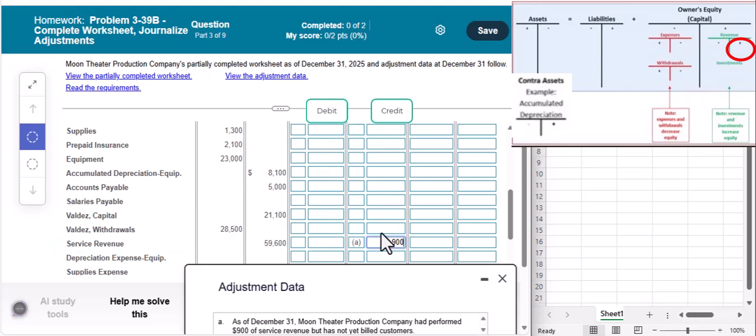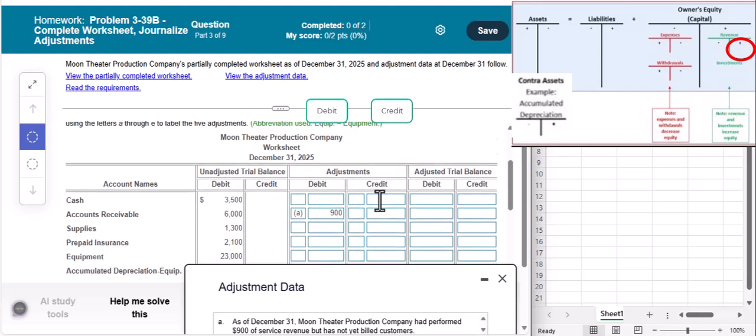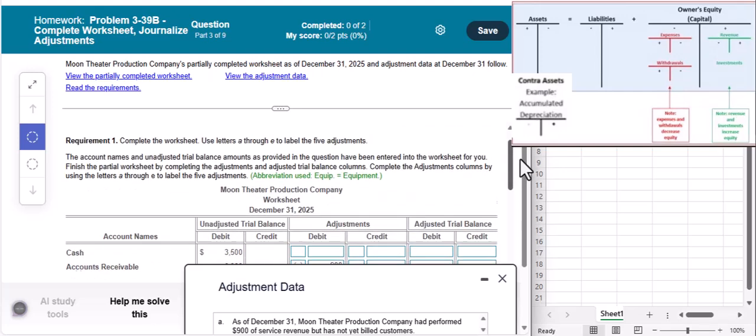So let's just double check, scroll back up here since they did give us the adjusted trial balance columns to make sure we're in the right column. And it does appear we got service revenue in the correct one here as a credit. So now that we have our debit and our credit, let's move on to transaction B.